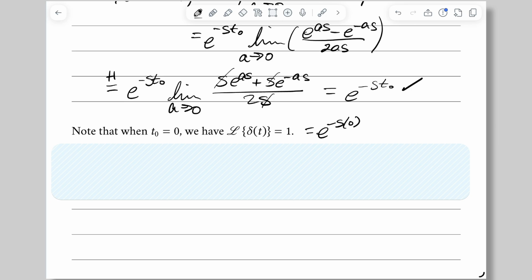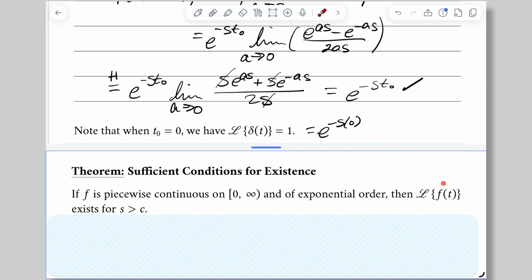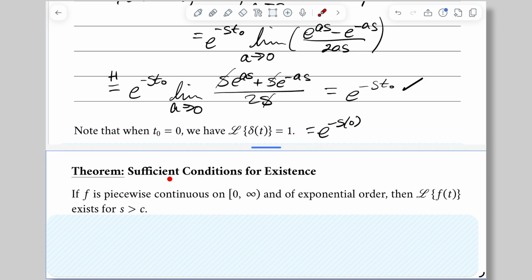And now I want to remind you of something that we saw at the beginning of Laplace transforms. We saw that the Laplace transform for a function f exists if f is piecewise continuous and of exponential order. We called that a sufficient condition for existence. It's not a necessary condition for the transform to exist. Here we have a function that is not piecewise continuous. I mean, it's 0 everywhere, and then it's infinity. And so that's the difference between a sufficient and a necessary condition.